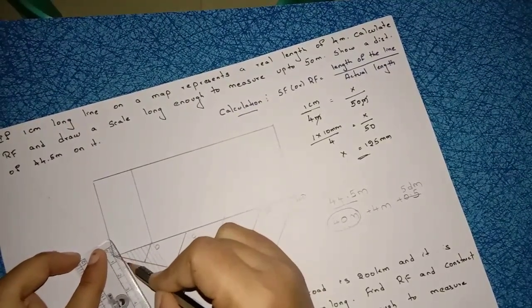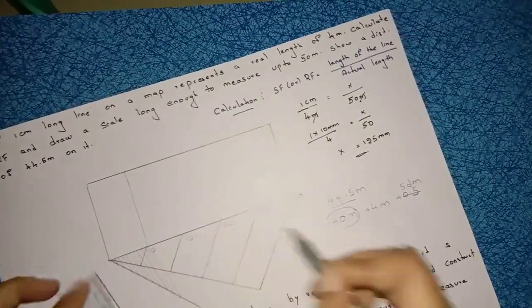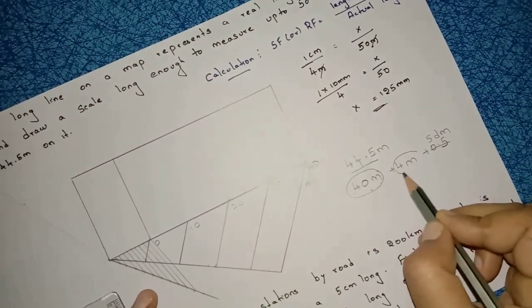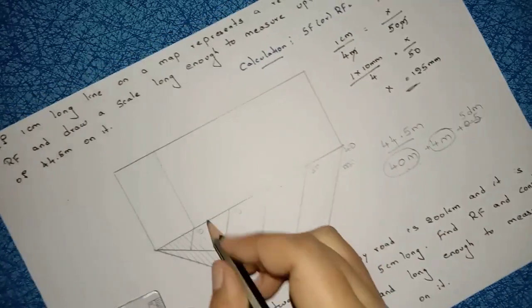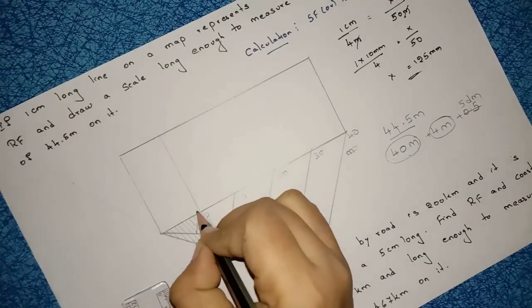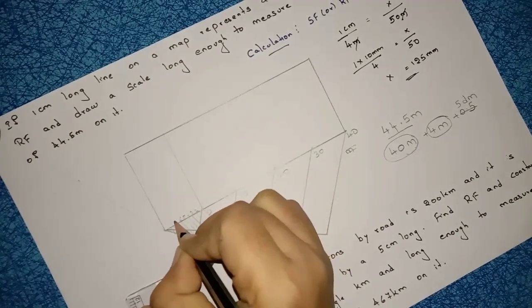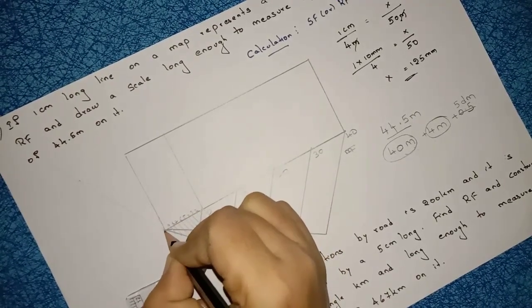Right? Now how to give numberings? These numberings depend on the second value. What you have to mark is the second value: 4 meters. So 4 meters. Now how to give numberings? This is 0, 1, 2, 3, 4, 5, 6, 7, 8, 9 and 10.